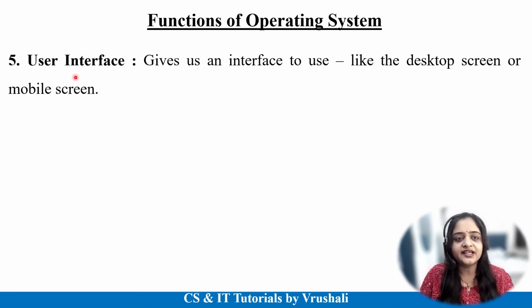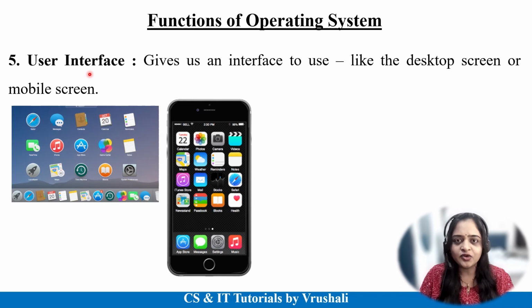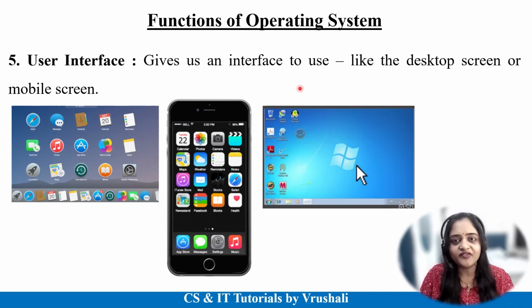Now, the last function is called user interface. As we know, every operating system has a different graphical user interface. See here, this is the user interface of the Android operating system. This is the user interface of the Windows system, and this is the user interface of Mac OS. So every graphical user interface is attractive and easy to use. All the apps have their names properly given here, right? Which is easy to understand. So basically the operating system provides an easy to use, attractive graphical user interface. So these all are the functions of the operating system.